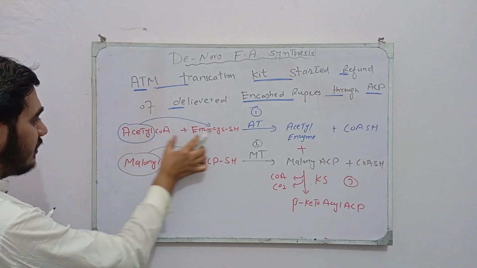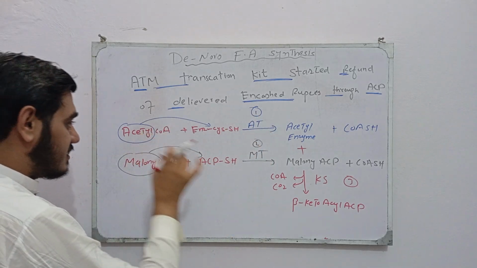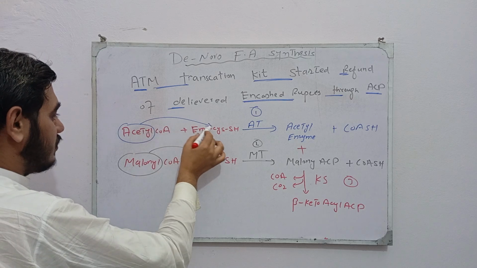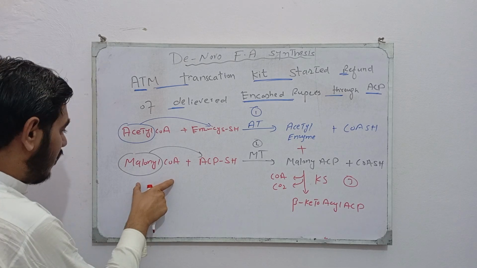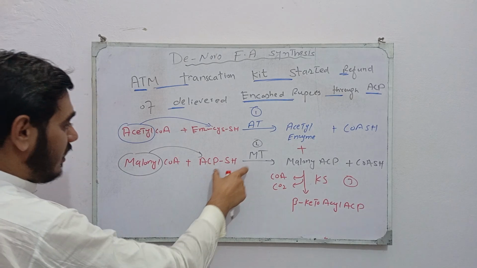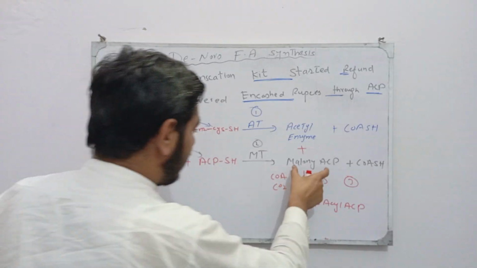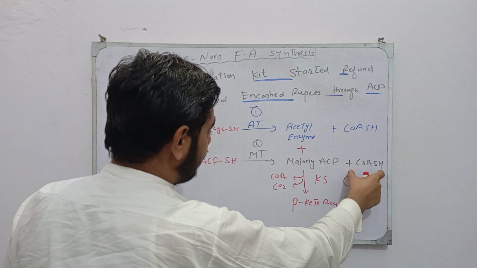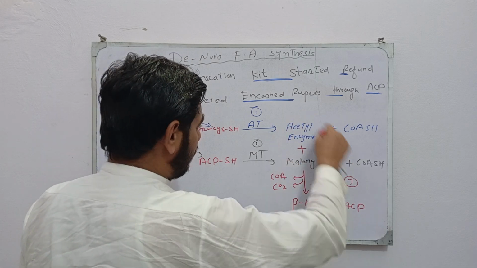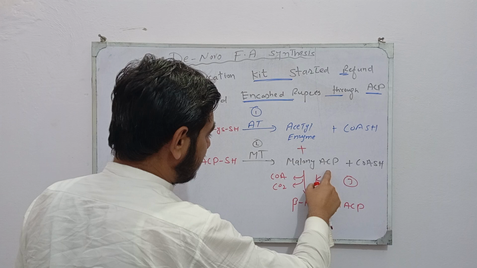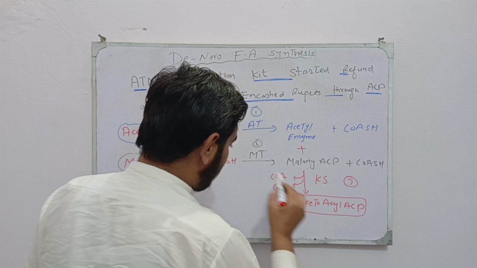First step is acetyl CoA gets condensed with the enzyme's cysteine sulfhydryl group with the help of acetyl transacylase. In this step, there is a transport of the acetyl group to the cysteine of the enzyme, and there is formation of acetyl enzyme and release of CoSH. In the next step, malonyl CoA gets condensed with ACP-SH, and with the help of the enzyme malonyl transacylase, there is a transfer of the malonyl group to the ACP, and a formation of malonyl ACP and CoSH. In the third step, there is a condensation of acetyl enzyme and malonyl ACP with the help of ketoacyl synthase. There is a release of CoA and carbon dioxide, and a formation of beta-ketoacyl ACP.